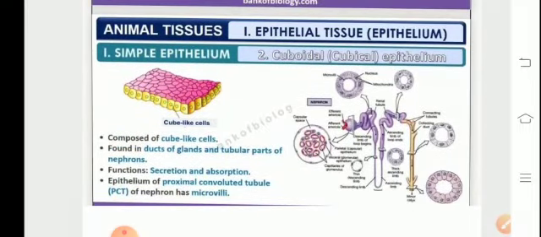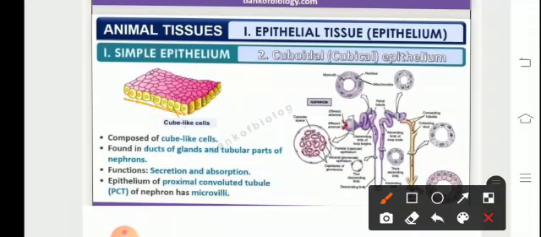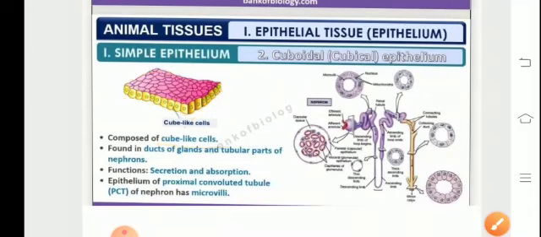The cuboidal or cubical epithelium. In simple cuboidal epithelium, the cells rest on a basement membrane. The basement membrane is formed by both the epithelial tissue and the connective tissue. As the name suggests, the cells are cube-like. They've got a rounded nucleus. The length as well as the width of the cells is of the same size, and therefore they appear cubical. The function is to carry out absorption, secretion and excretion.